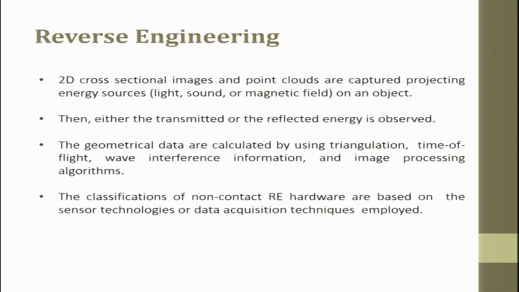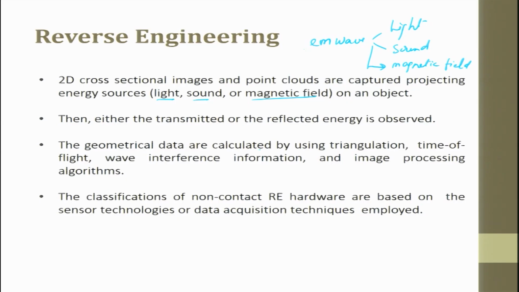Okay. The 2D cross section images and point cloud data are captured by projecting energy sources like light, sound, and magnetic field. You can use any of the electromagnetic waves. You can use light, ultrasonic can be used, and you can also use magnetic, because electric and magnetic fields are 90 degrees to each other. So, you can use magnetic field also. So, you can use these energy sources to measure the point cloud data. Then either the transmitted or the reflected energy is observed.